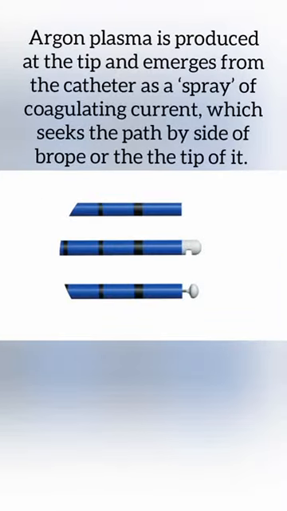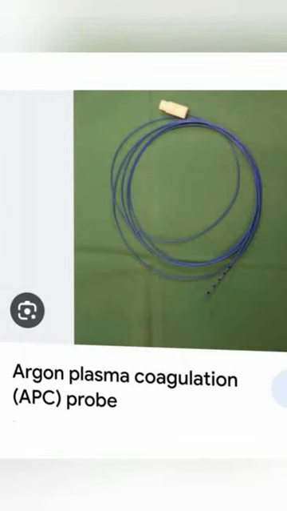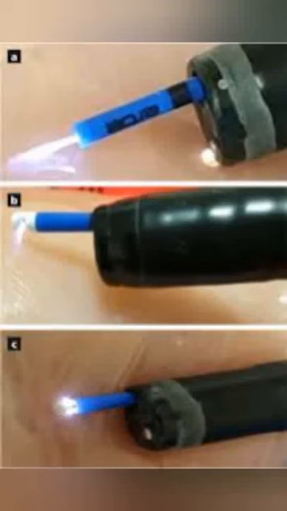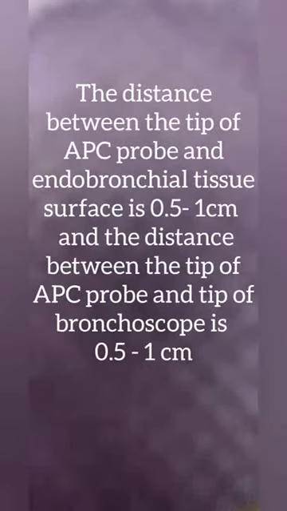The argon plasma produced at the tip of the catheter emerges from the probe either from the side of the probe or the top of the probe. These are some types of argon plasma catheters. The distance between the tip of the APC probe and the bronchial tissue is 0.5 to 1 centimeter, and the distance between the tip of the APC probe and the tip of the bronchoscope is also 0.5 to 1 centimeter.